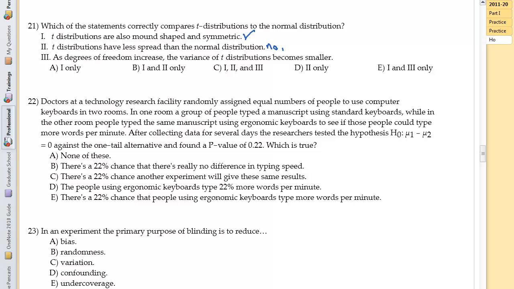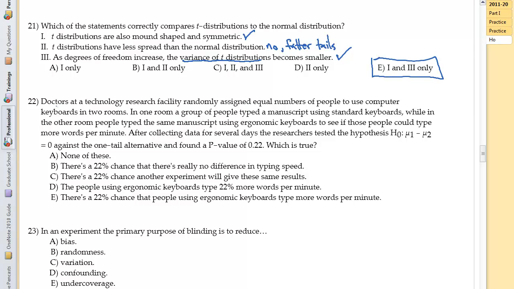No, this is false. Remember, they have fatter tails, and so they actually have more spread to account for the small sample sizes having more variability. As degrees of freedom increase, the variance of T distributions becomes smaller. Yeah, the variance becomes smaller because it becomes more and more like the normal distribution. The fat tails get skinnier and skinnier. And so that's going to be okay. All right. So the answer is 1 and 3, and so 1 and 3 is E.